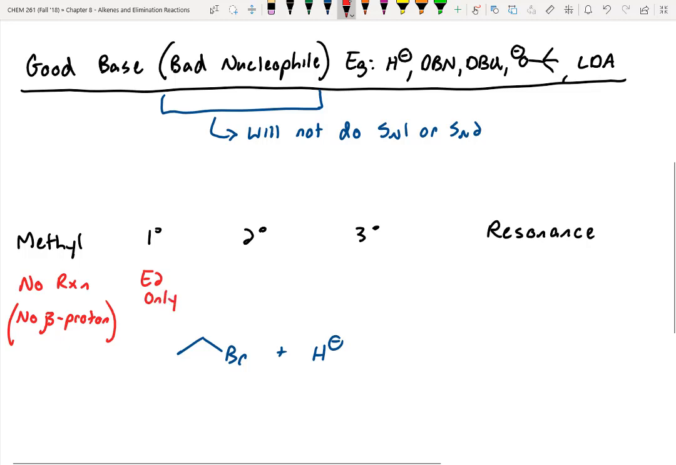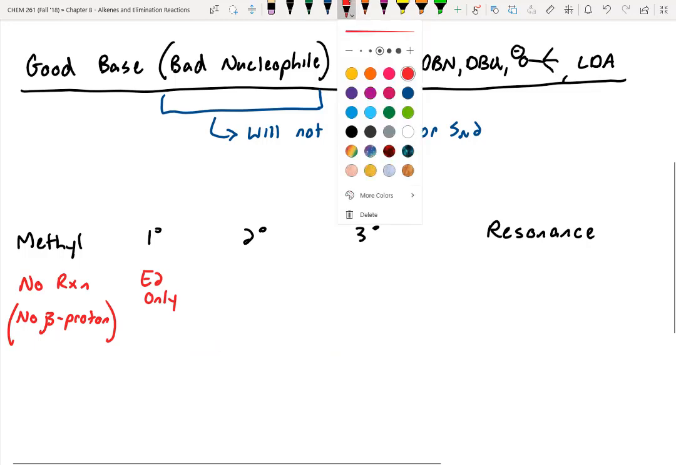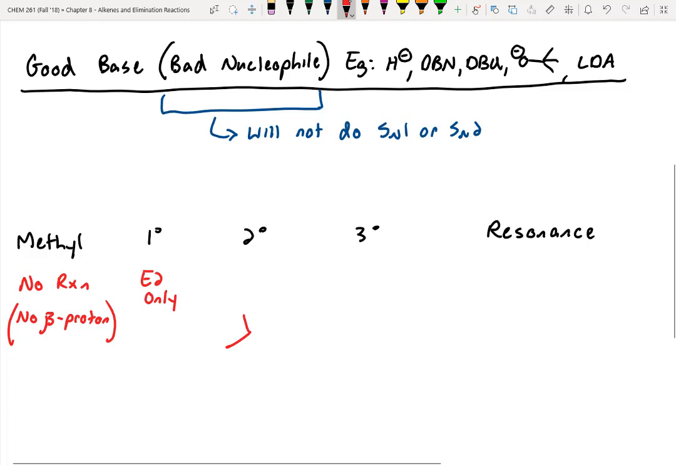Why won't it do E1? It wouldn't form a stable carbocation, right? So we could immediately say E1's just never, ever, ever going to occur here. All right? Now let's take another example. Let's do the secondary one, right? So again, I'm just going to draw some examples down here. Will this do E1 or E2?